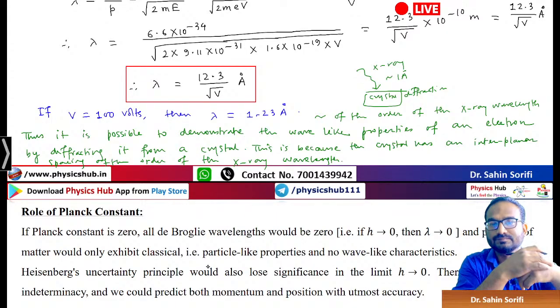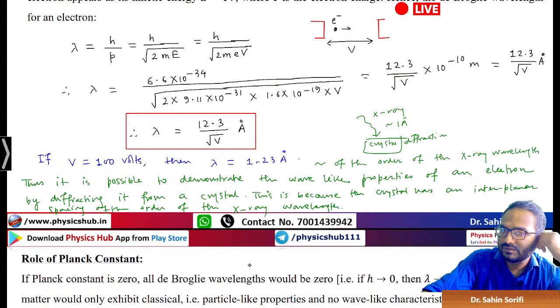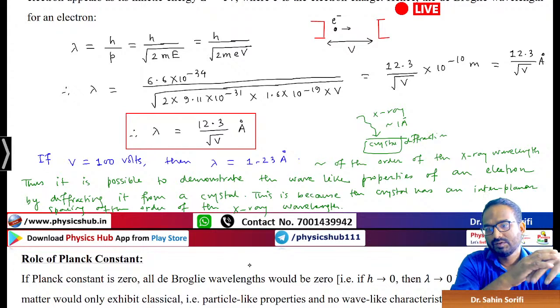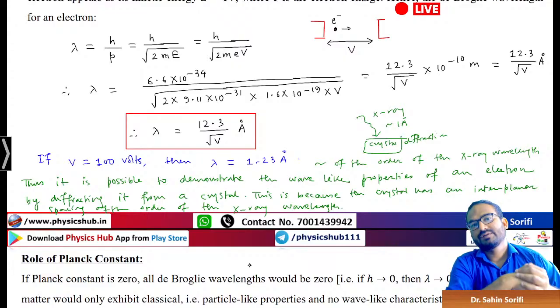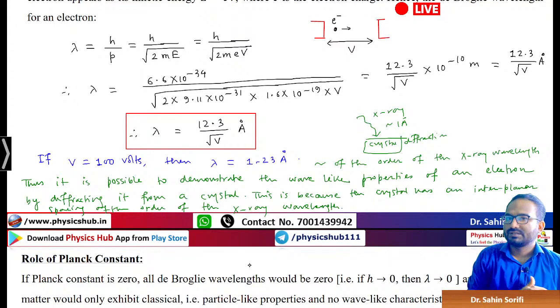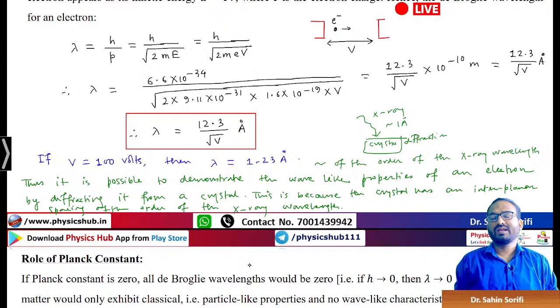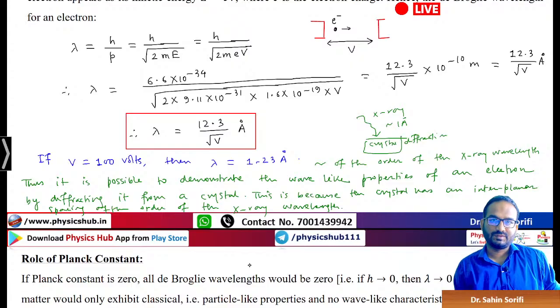Is this idea clear? We can accelerate an electron and get a corresponding de Broglie wavelength of the order of the X-ray wavelength. Now X-ray wavelength is useful for crystal diffraction because the interplanar spacing is of the order of the X-ray wavelength, and with the help of an electron we can achieve that wavelength. So with electrons also, electron diffraction is possible.